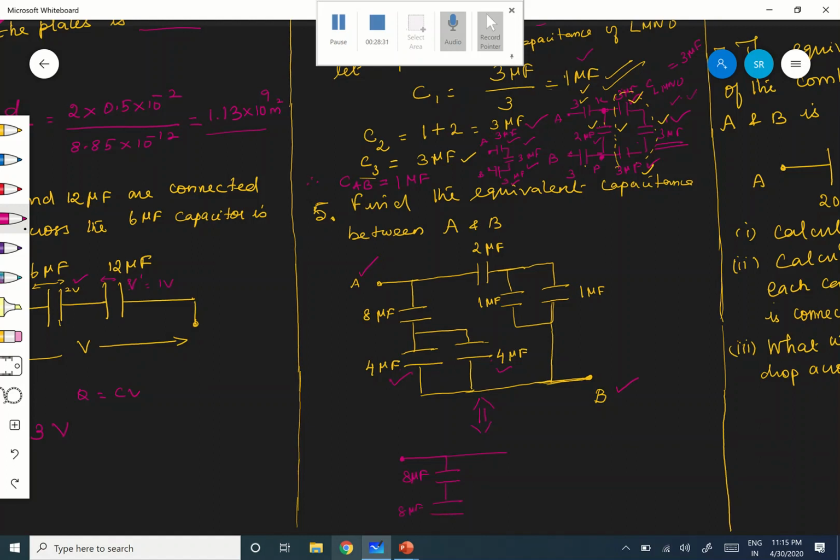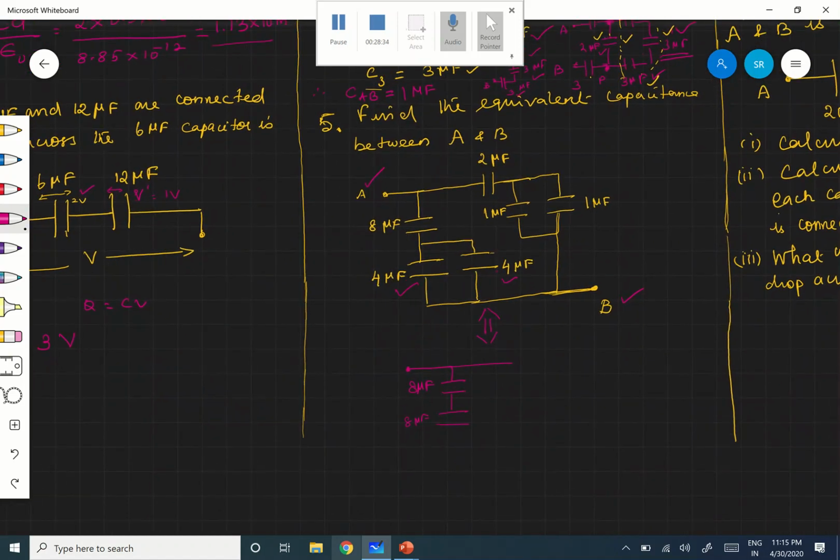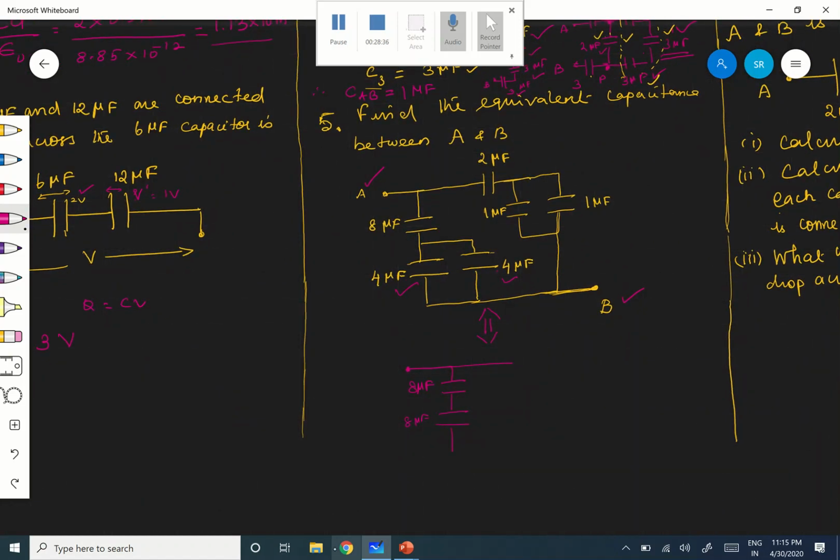Hope you are following. Simple, na? Okay, and that will be like this. Here is my B now. Okay, what happens here? Here there is 2 microfarad and 1 are parallel, therefore it will be 2. Therefore, I'll be getting that 2 here, 2 microfarad, and this is my B. This circuit is reduced to this. Both are same. Okay, right.